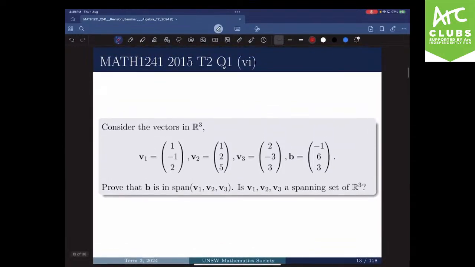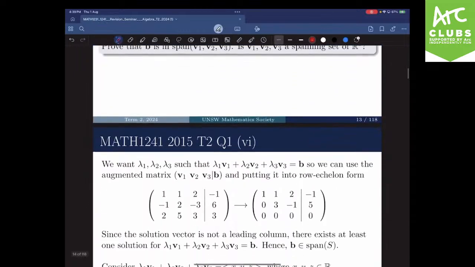So here's an example question to really illustrate this idea. We consider the vectors in R3. We have this V1, we have this V2, we have this V3, and we have this B. We have to prove that B is in the span of V1, V2, V3. We also have to show whether V1, V2, V3 is a spanning set of R3 or not. So how would we do this? Well, we'd use an augmented matrix.